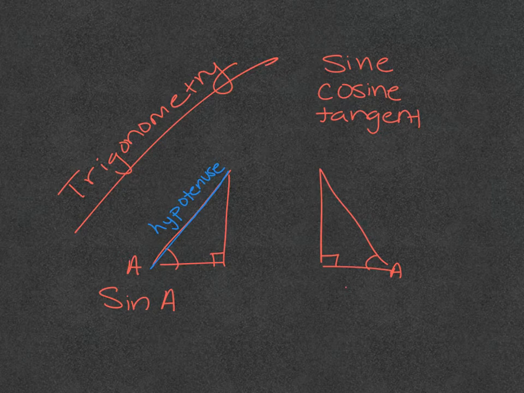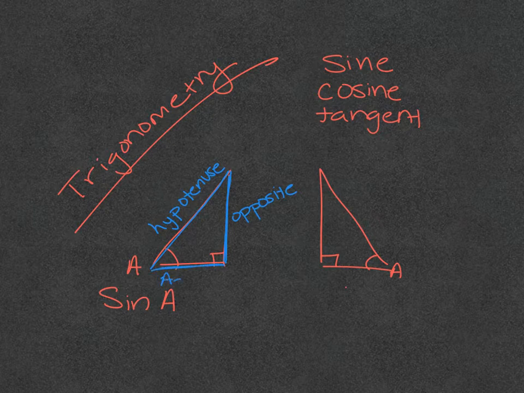But then, based on our reference angle, the opposite leg has to be the leg that is across from that reference angle. It's the leg that doesn't help make the angle, right? It doesn't touch the angle. It's opposite it. And then adjacent means next to. So that's the side that helps create the reference angle, but it's the side that's not the hypotenuse.